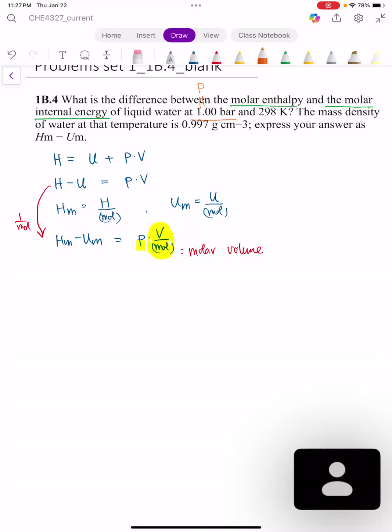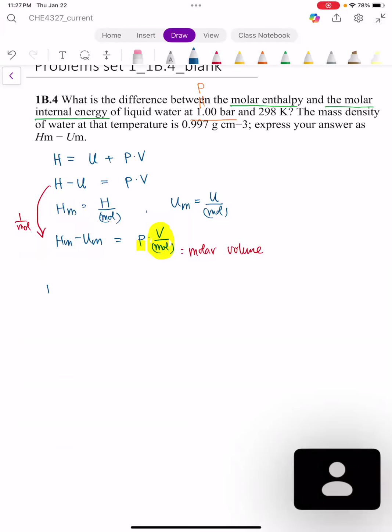So what we are left to do is to figure out the molar volume of liquid water. How do we do that? Maybe we can pause here one more time and think about it on our own. Okay, what did you get? What do you think? How do you get the molar volume?